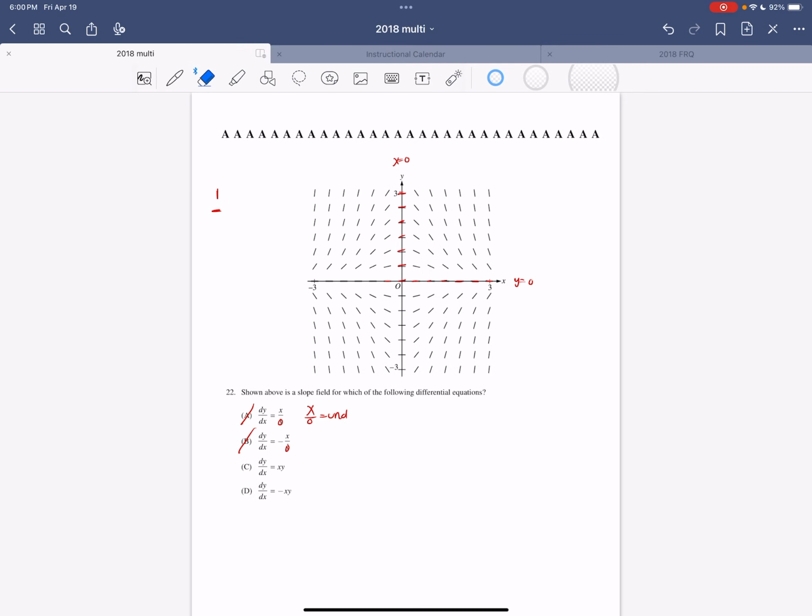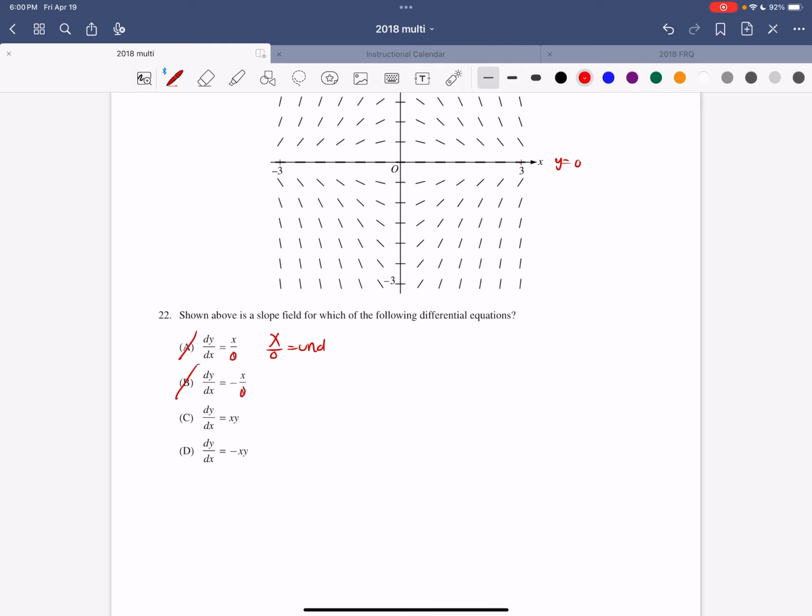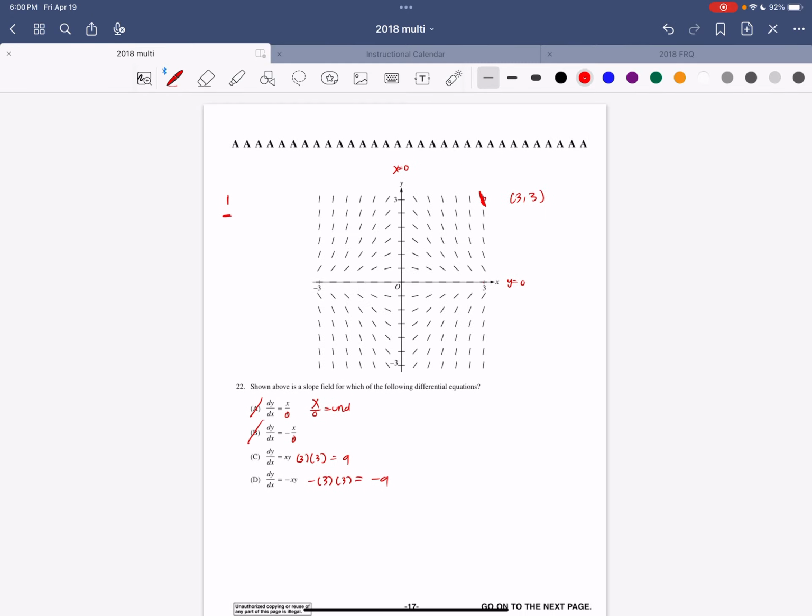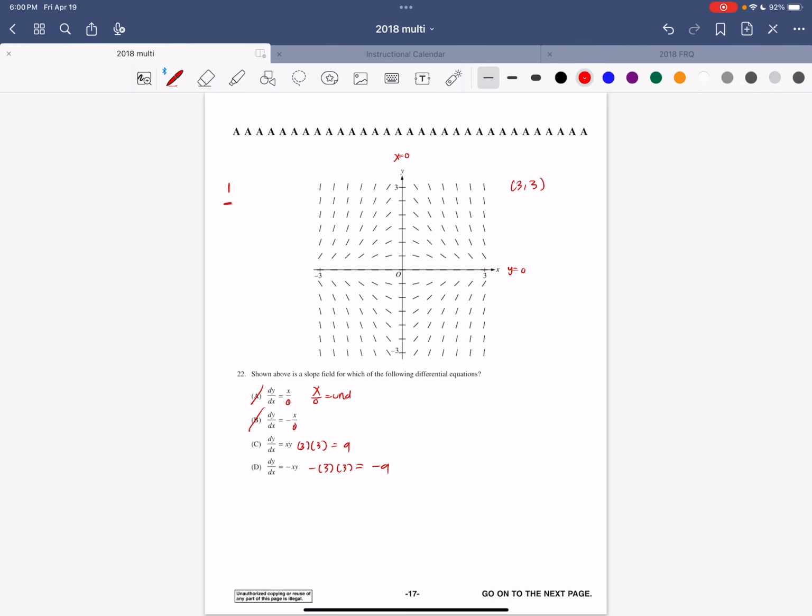And then what you've got to do is, after that, you just choose one random number. It can be 1 or 2 or whichever you want. But do you see 3 is clearly labeled? So I'm going to put 3, 3. When x is equal to 3 and y is equal to 3, do you see the slope is going to be somewhat a negative number? Watch. If I put x equal to 3 and y equal to 3, C is going to be 9. And if I put this one and this one, that's going to be negative 9. But look at this slope, 3, 3. Do you see this one is a negative slope here? So your answer should be D.